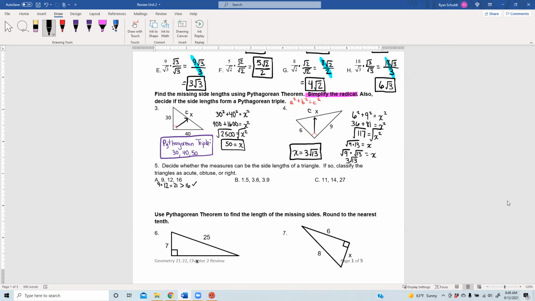Now we need to do the smallest 2 here. So 1.5 plus 3.6 is going to give us 5.1. Is that greater than 3.9? It is. So that one counts.